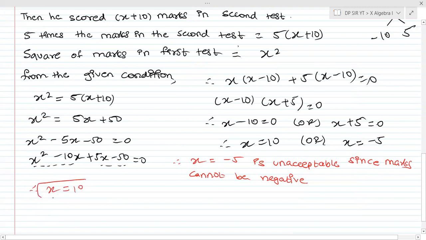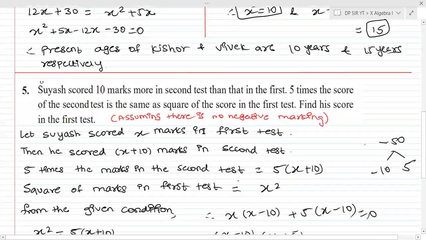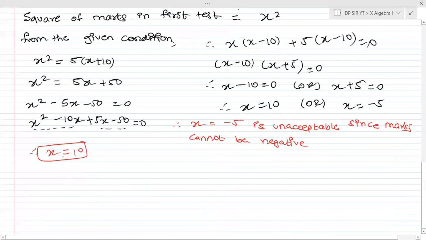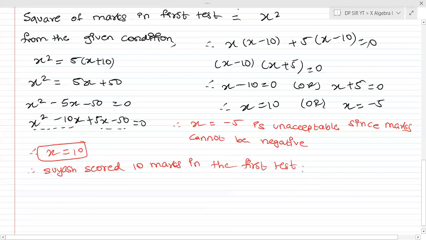x is equal to 10. And what I was asked, find the marks scored by, who is this, Suyash in the first test. Therefore, Suyash scored 10 marks in his first test. I don't know out of how much, but it is 10 marks. If it is 10 out of 10, then he is a very good kid.